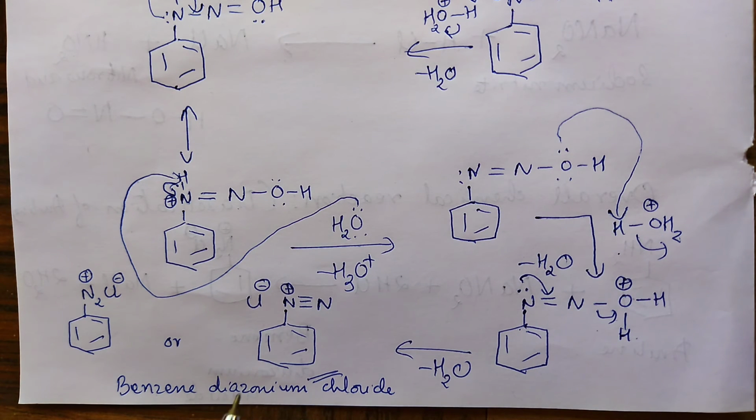These diazonium salts are very versatile compounds. Using these organic compounds as starting materials, you can produce a number of other organic compounds, for example, chlorobenzene, bromobenzene, etc.